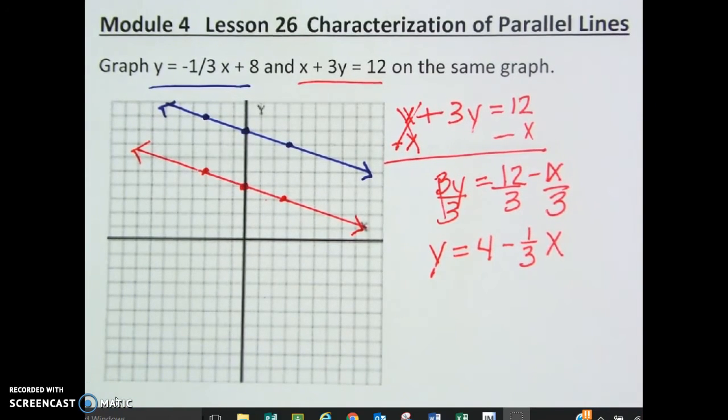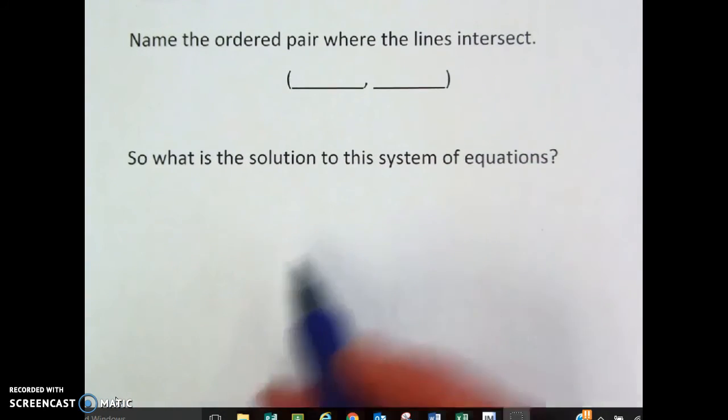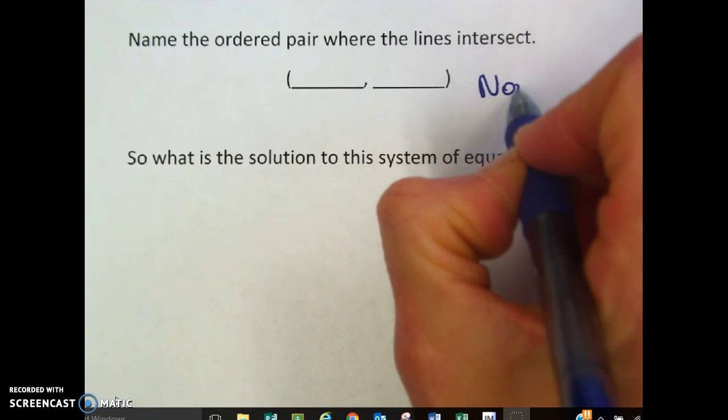Now, what we've been doing is graphing two lines and telling what the point is where they intersect when we can figure out that point if it's a whole number. These don't intersect, so what will be the solution to this? What will be the ordered pair where they intersect, and what will be the solution to this system? The ordered pair where they intersect, there is none.